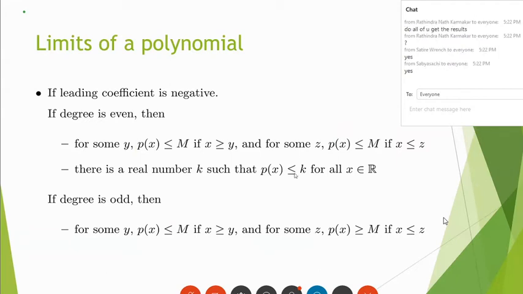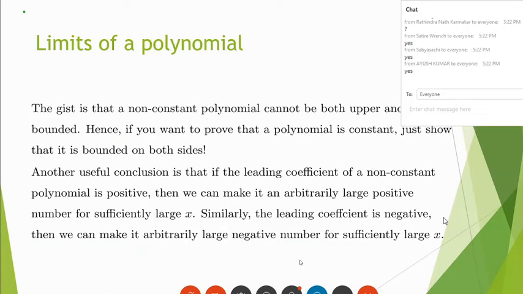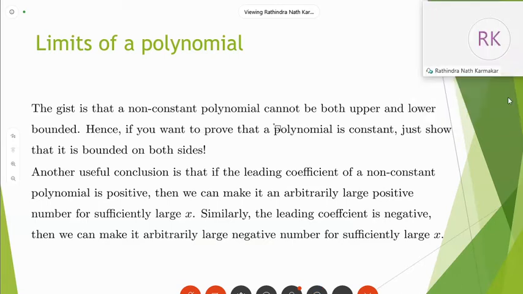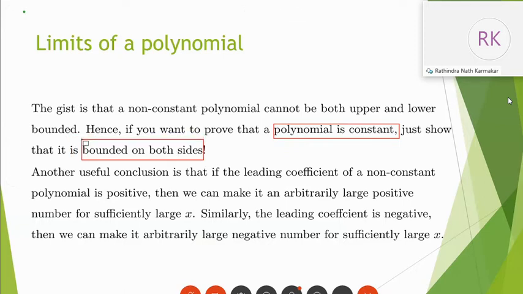Okay. So you know a lot of things about polynomials by now. I mean, very powerful results in it. Using calculus, this would have been easy to prove, but without using calculus also you could prove it, and I've shown you the idea. So let us summarize these results and apply them. The gist is that a non-constant polynomial cannot be both upper bounded and lower bounded, and hence a technique to prove that a polynomial is constant is just to prove that it is bounded on both sides. That will do the job.